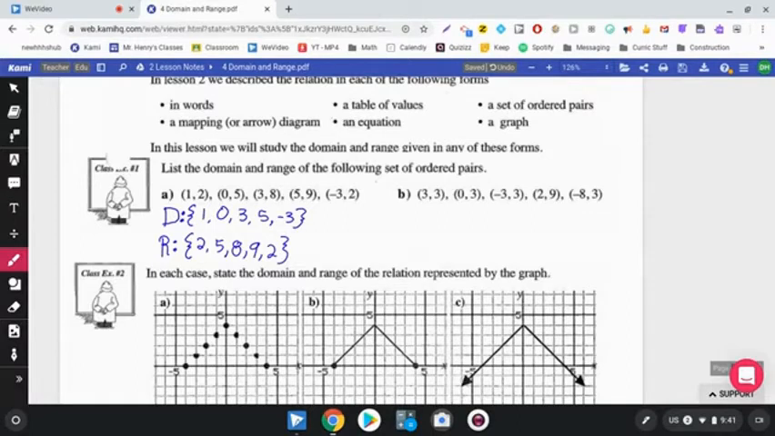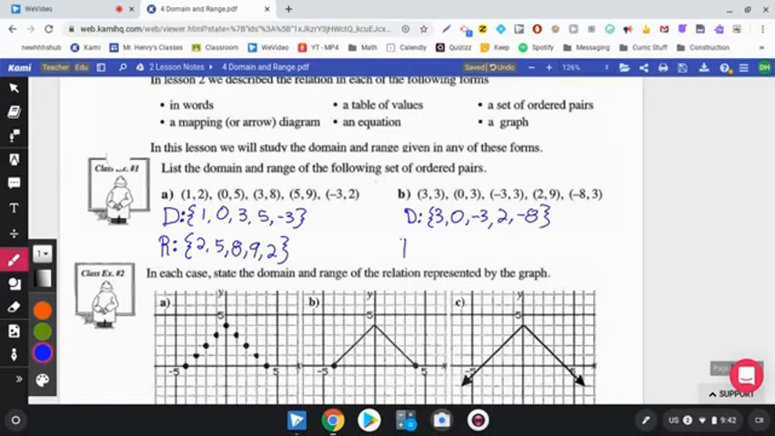Okay? And then there's another one. Well, let's do the same thing. Domain and range of all of these ordered pairs. D, colon. Open up your curly bracket. If your curly bracket looks like this, that's fine. Or that's fine. As long as it's not a normal bracket, I don't care. So open up a curly bracket. 3 would be an input. 0 would be an input. Negative 3 would be an input. 2 would be an input. And negative 8. Close my bracket.